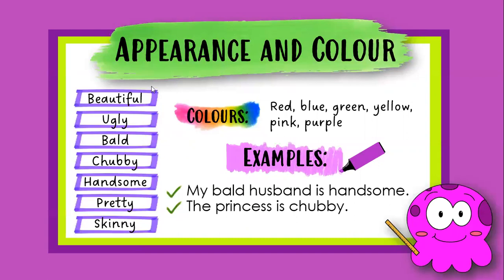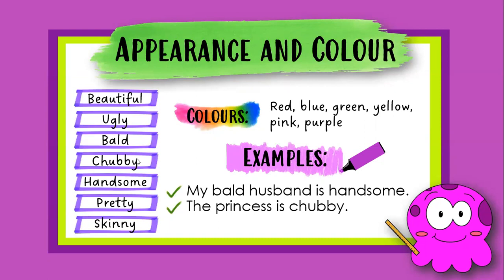Appearance and color. So appearance is how something looks. And color, of course, all the colors that you can see are also adjectives. So let's look at some adjectives for appearance first. They can be beautiful, ugly, bald, chubby, handsome, pretty, skinny. These are all words that describe how a person looks. But there can also be words that describe the appearance of things you can see. A scenery can be beautiful, or it can be scary or gloomy.